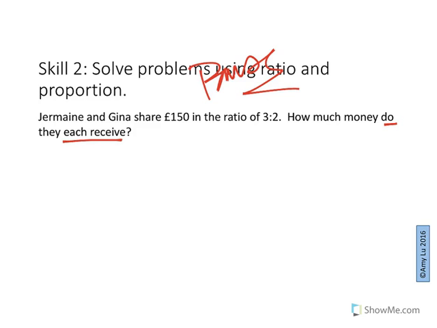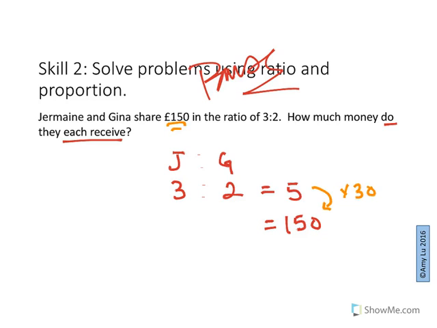So, Germaine and Gina. Germaine gets 3 parts, Gina gets 2 parts. Altogether, that is 5 parts. However, in reality, we actually have 150 we're sharing. So, I know to get from 5 to 150, I have to multiply by 30, meaning I have to multiply by 30 on this side.